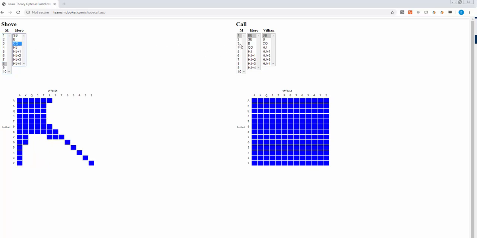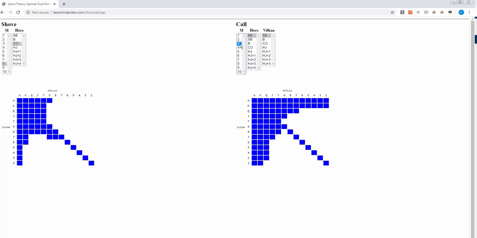Now also, on the right side is your call matrix, where let's say that you're faced with a shove and you're in the big blind. For example, you put hero in here, and let's say the small blind shoves with an M of 3, it tells you what your GTO calling range should be.